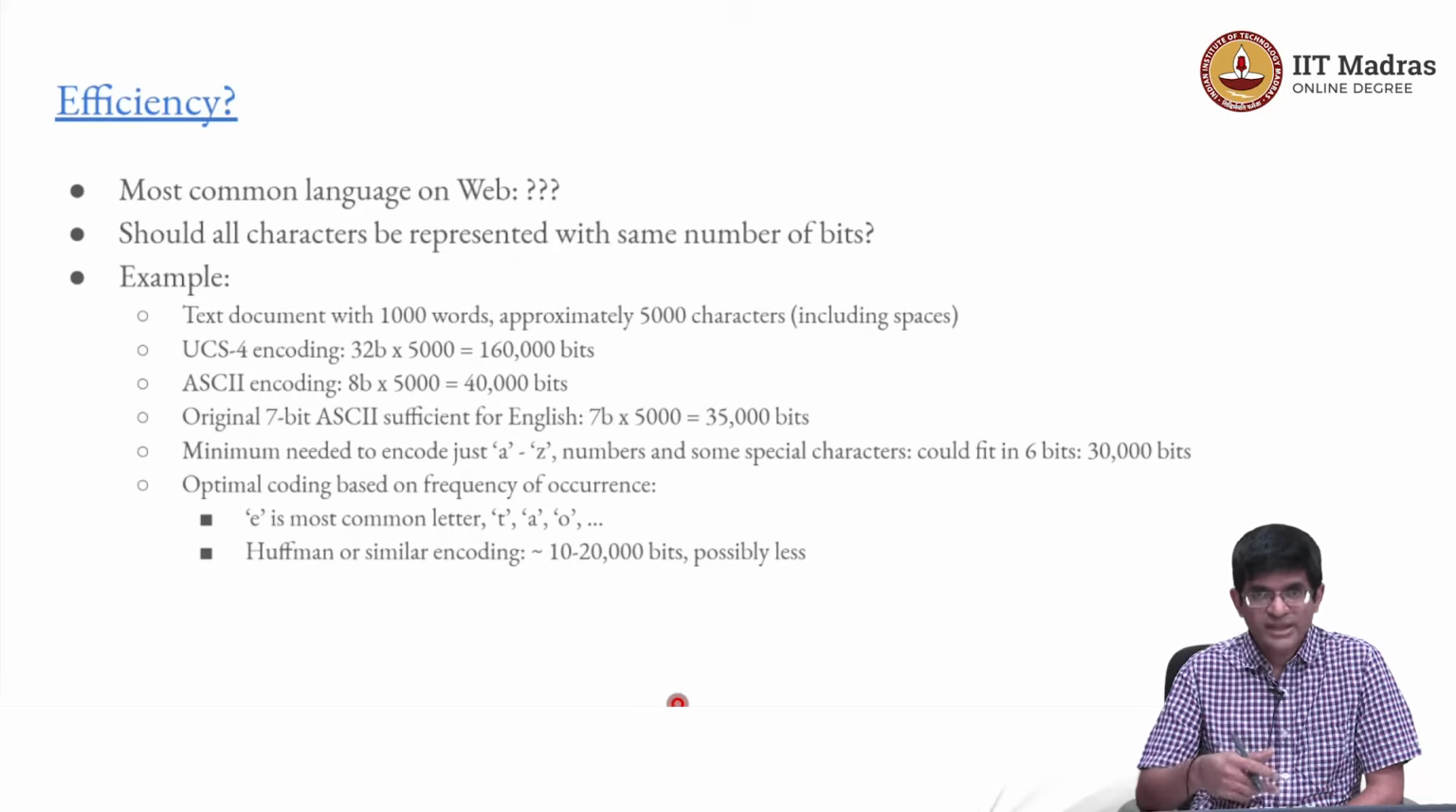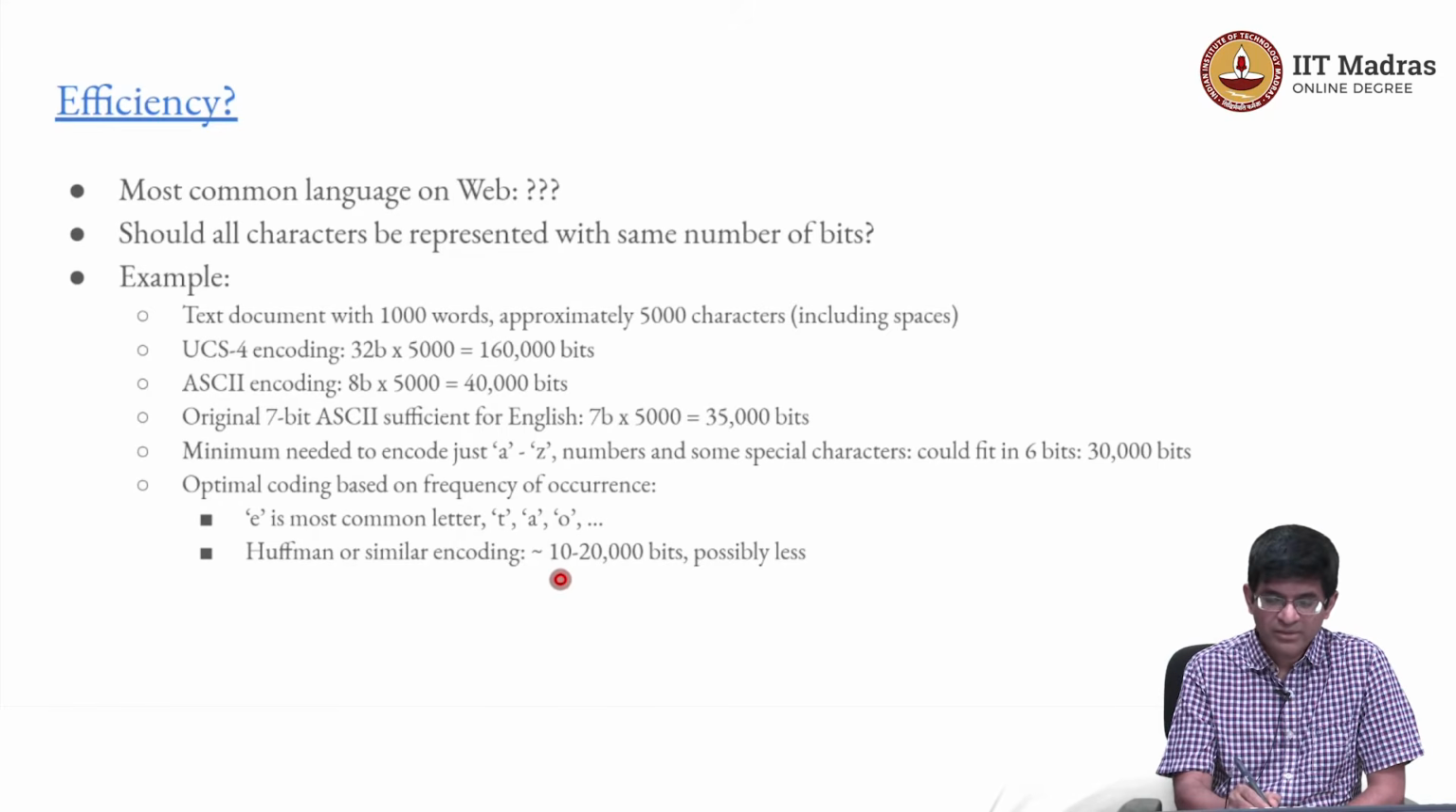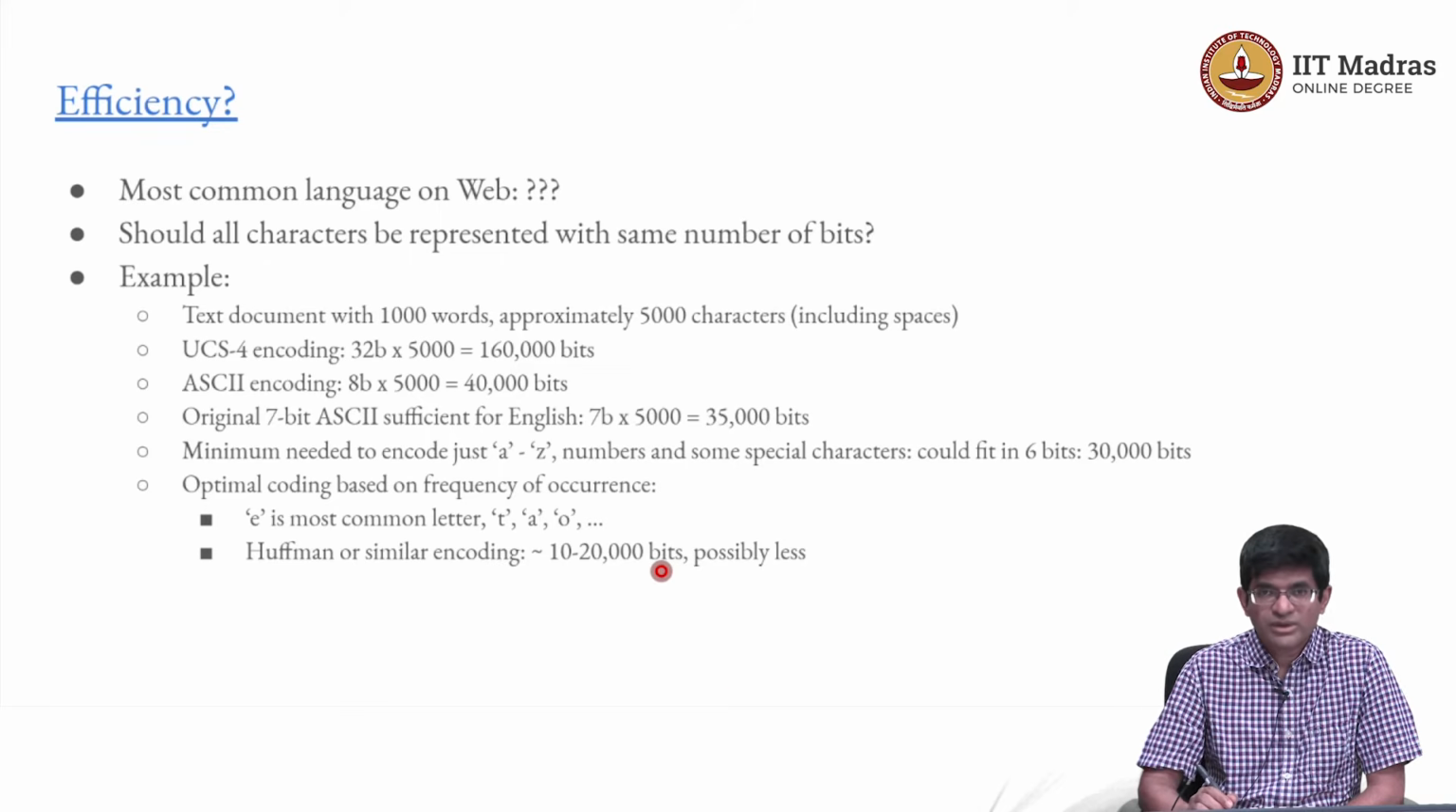So there are encodings such as, for example, the Huffman encoding, which would allow you to spend fewer bits on something like E and more bits for something like Z, because I know that E will occur more often, and if I can represent it with fewer bits, net I will get a saving. And I might even be able to get by with something like 10 to 20,000 bits for this document that I have. Is this the least that I can do?